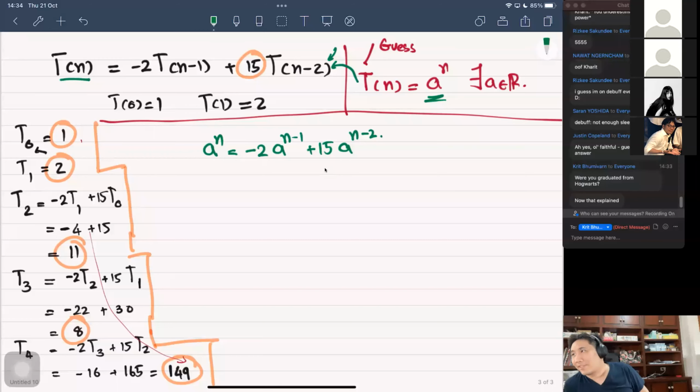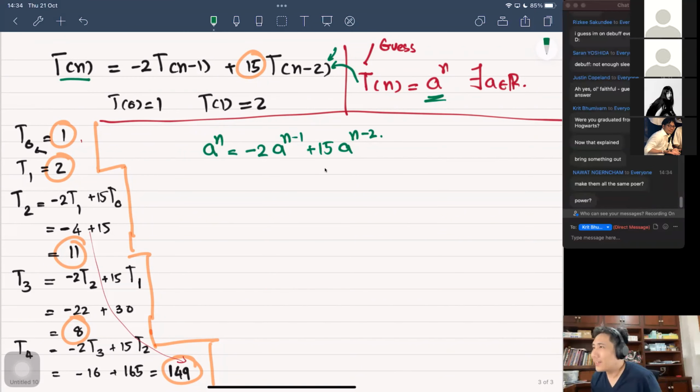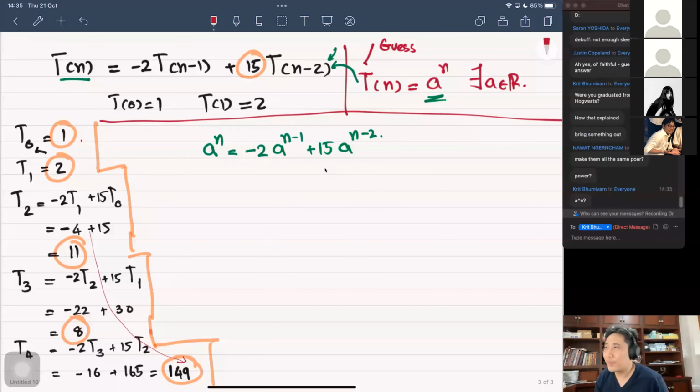Maybe you see it after you cancel out a whole bunch of things. Just tell me what cancels out. Make them the same power. What should I do to both sides? Very good. We should divide by a to the n on both sides, and now you're going to see the magic. It's going to be 1 equals minus 2 a to the minus 1, plus 15 a to the minus 2.